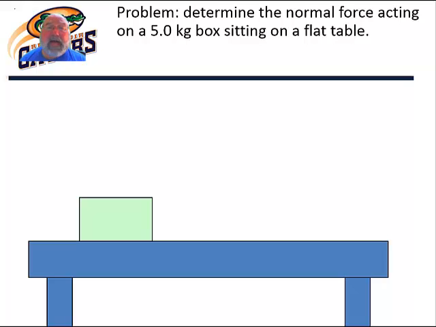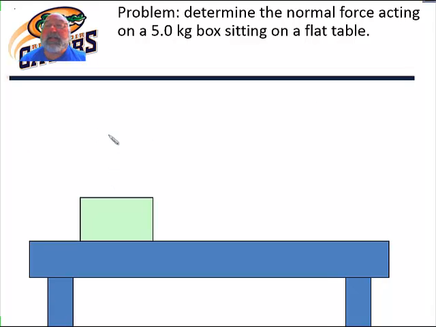We have here a box sitting on a table, and the box has a mass of 5 kilograms. We want to find out how hard the table has to push on the box to keep it from being invaded, to keep the box from invading the table. Well, first thing that we need to do is draw a free body diagram. I'm going to represent the box by a red dot, and I'm going to draw the forces that I know are acting on the box.